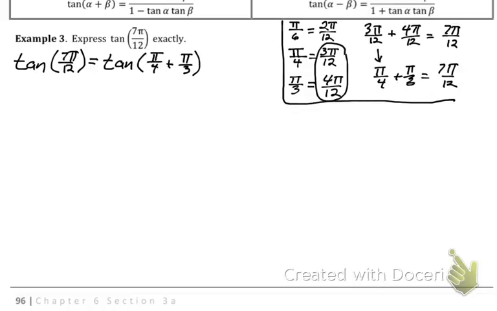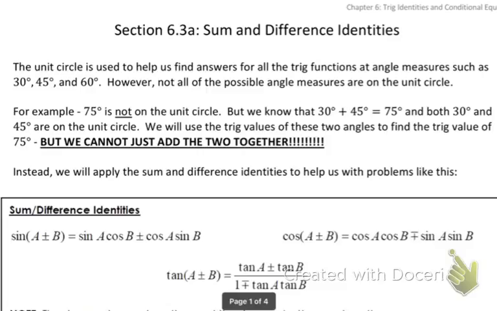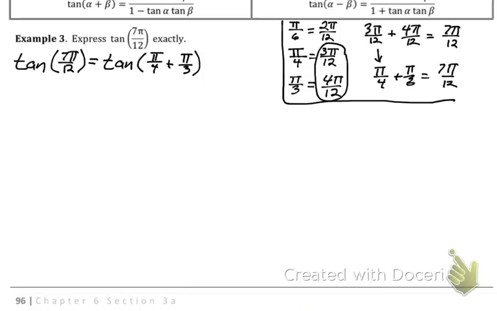I really didn't do anything crazy yet. All I did is I rewrote 7 pi over 12 as pi over 4 plus pi over 3, because I know those two things are on the unit circle. So nothing new happened in this step. I just broke it apart into something a little smaller. Just like 75 is the same thing as, is that what I picked earlier? I just want to double check. Yeah, I picked 75. It's the same thing as 30 and 45. Same thing, just rewriting it.